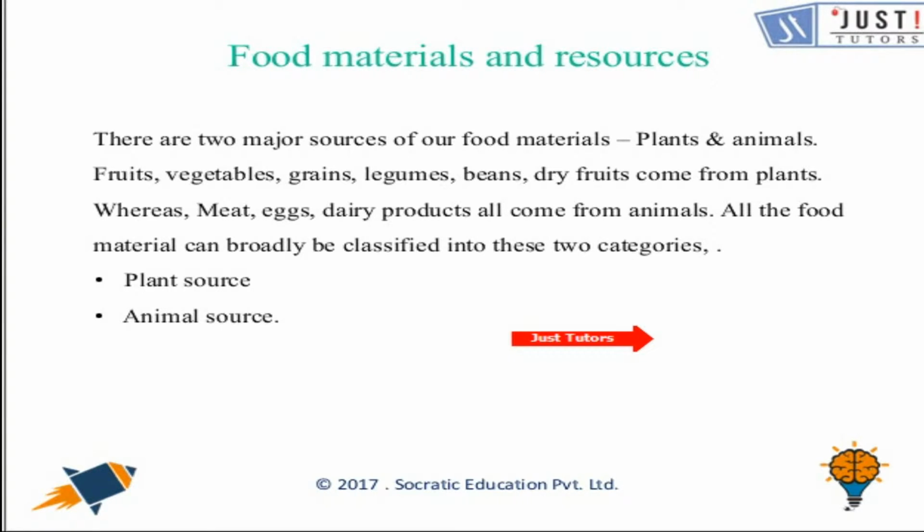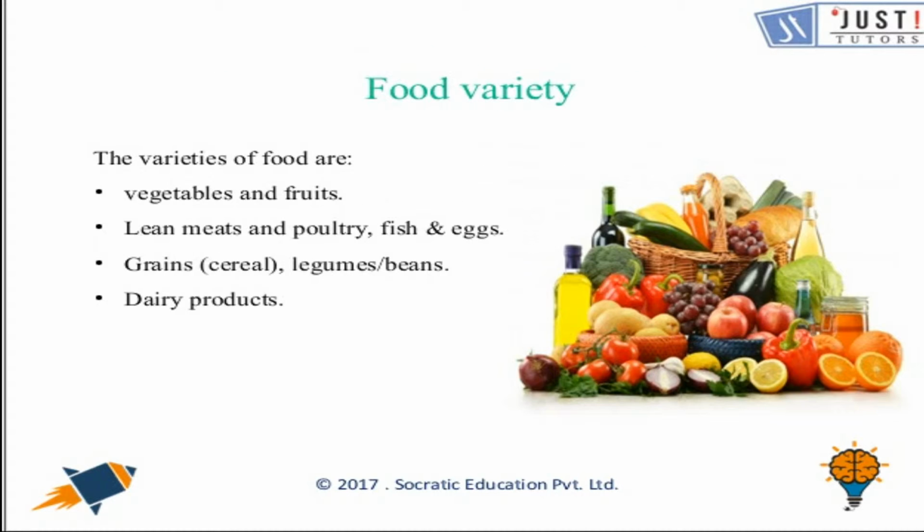So now let's talk about the different types of food varieties we have. Food variety means eating a variety of foods from different food groups. We have four food groups and we should eat some part from each group to have a healthy lifestyle. Now let's talk about the nutritional value of each group. Let's begin with the first one, which is vegetables and fruits.